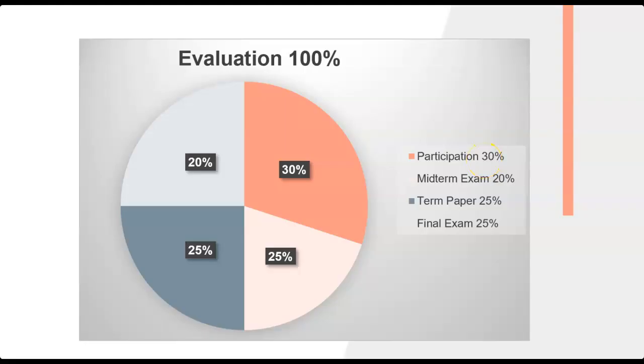Evaluated by me and 15% evaluated by you. Term paper is worth 25%. Midterm exam is 20% and your final exam 25%.